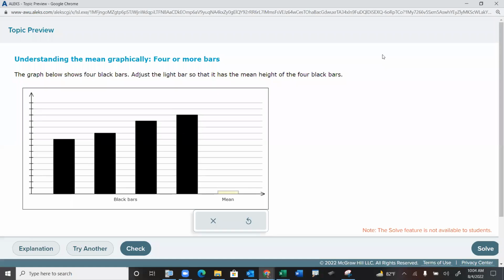All right, on this one, we're doing the same thing again, except now we've got 4. We have more than 2 bars. So it might be just a little trickier. Well, again, this bar is supposed to be in the middle. So that looks like maybe the answer there.